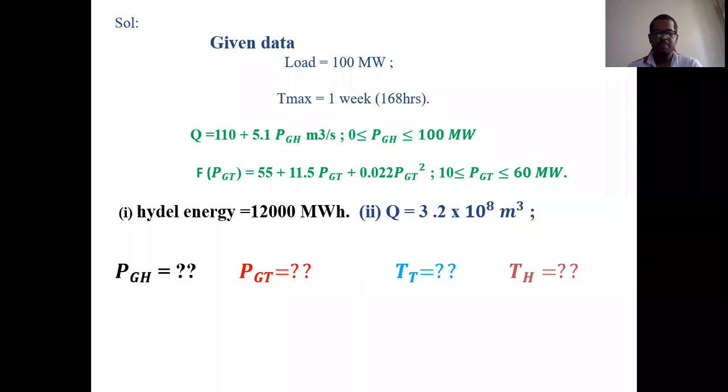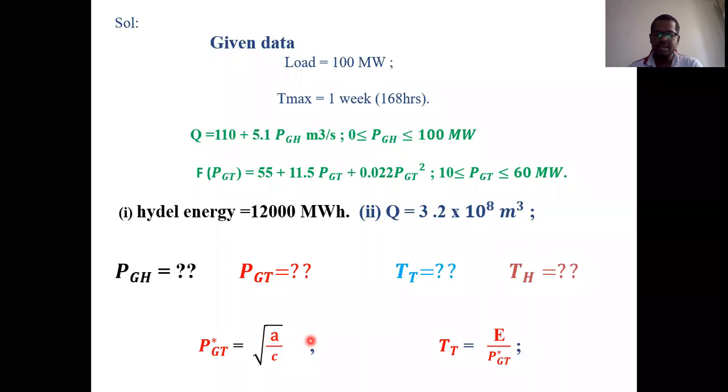First, find out PGT. What is the formula for PGT star? It is root over A by C, where A and C are constants. You can get these constants from the characteristics of the thermal power plant. This is A and this is C. Substitute A equals 55 and C equals 0.022. Then you will get PGT star. Tell me the PGT star value.